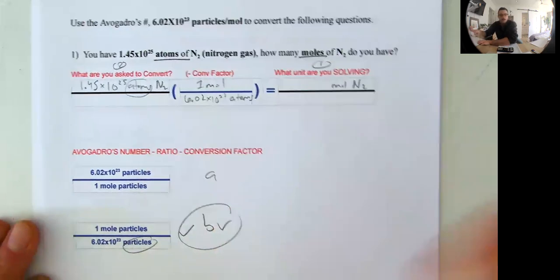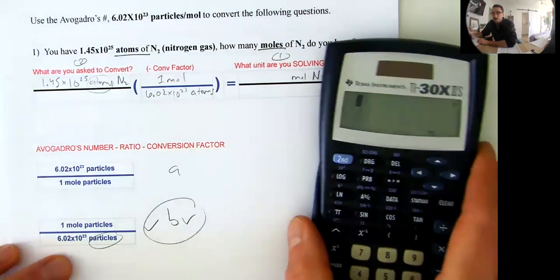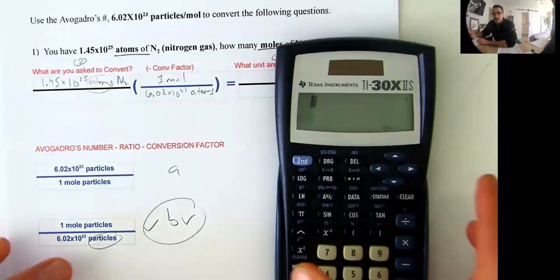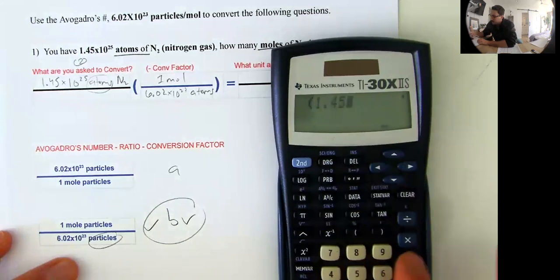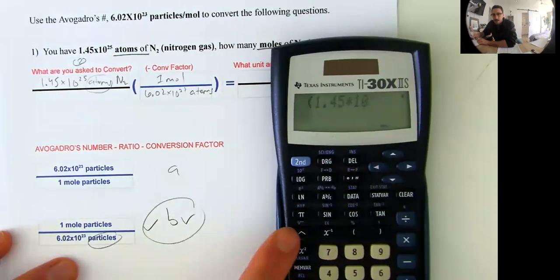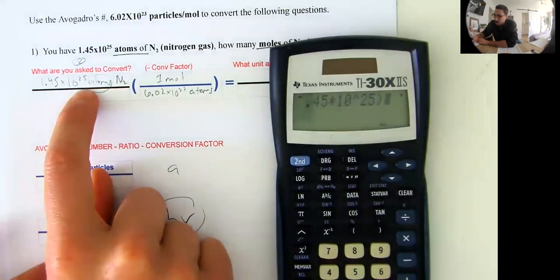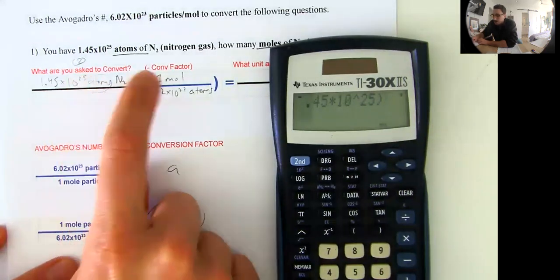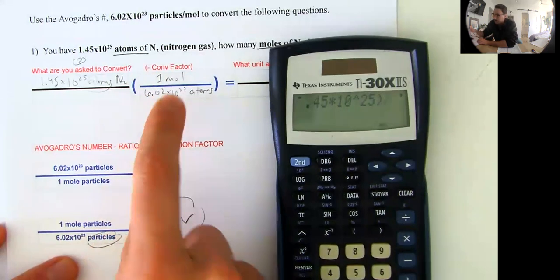Now when we put this into the calculator, we need to use parentheses. I'll show you 2 different ways. So parentheses 1.45 times 10, and then you use this little caret button to the 25th power and the parentheses. And since we're multiplying by a conversion factor, that means we multiply across the numerator and divide by the denominator. We don't really need to multiply by 1, so let's divide by the bottom number.